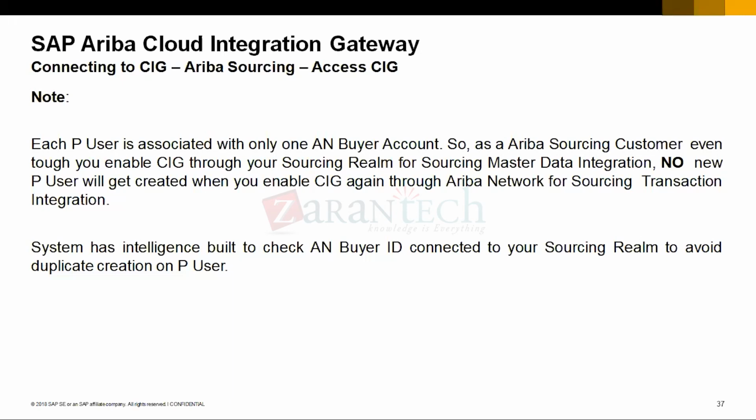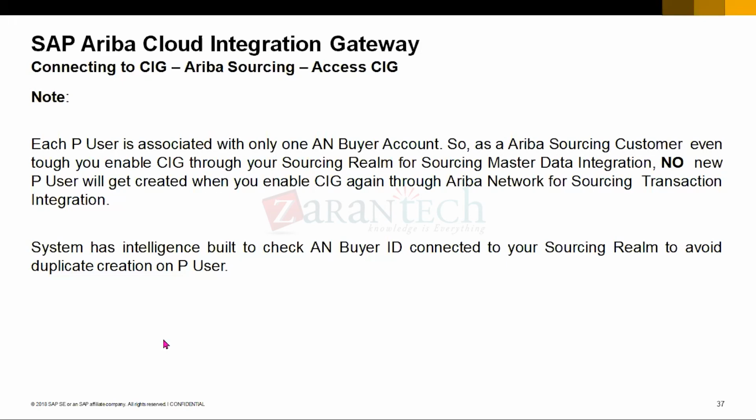But in some cases, if you have a different AN ID, generally it's not a common thing, or even not possible as well. But in some exceptional cases, if you have two different AN IDs, then you may receive a different P user ID. Otherwise, for a single AN ID, you will have a single P user ID.